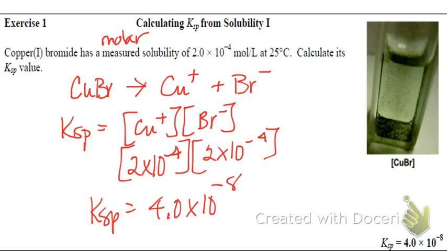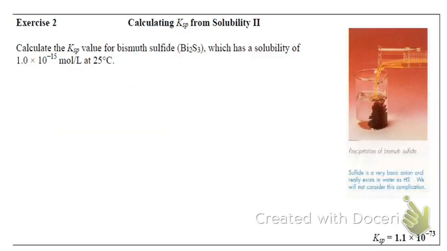So let's do another one. Calculate the Ksp value for bismuth sulfide, which has a solubility of 1 times 10 to the negative 15. This is one of those times where I want you to calculate it, and then we'll catch up. So y'all try that real quick. I'm going to pause the video. Y'all try it at home.